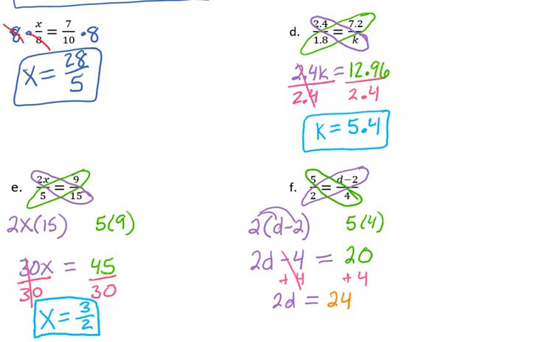Then I will divide both sides by 2, which will leave me with an answer of d equals 12. And I'm done. And so that is how you solve a proportion.